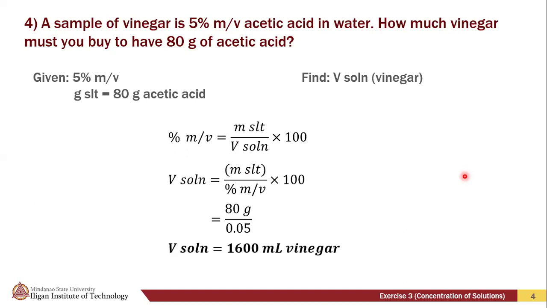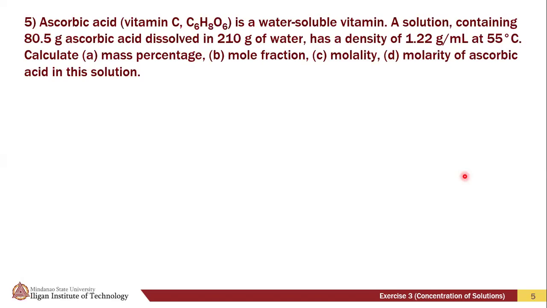So we'll get volume of the solution equal to 1,600 ml of vinegar. We now go to number 5. For number 5, ascorbic acid or vitamin C is a water-soluble vitamin. A solution containing 80.5 grams of ascorbic acid dissolved in 210 grams of water has a density of 1.22 gram per ml at 55 degrees Celsius. Calculate the mass percent, mole fraction, molality, and molarity of ascorbic acid in this solution.